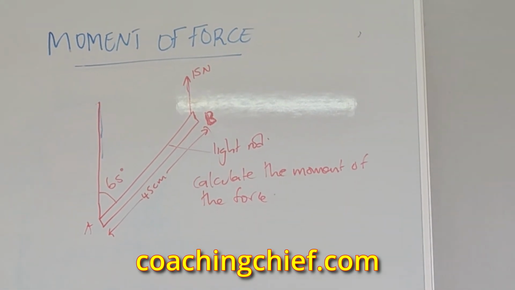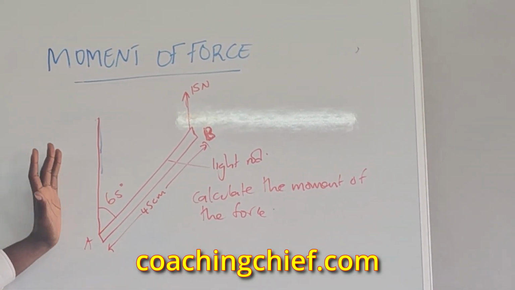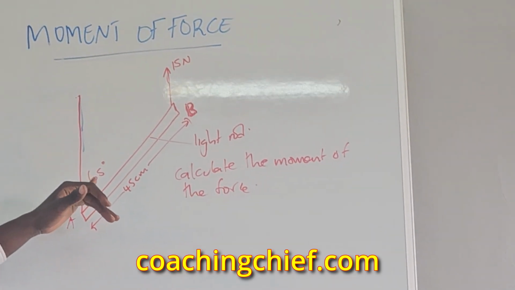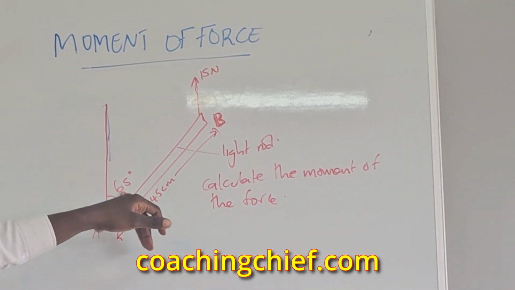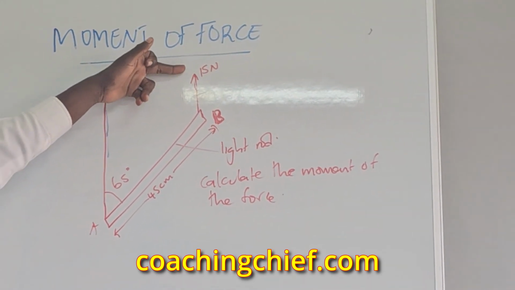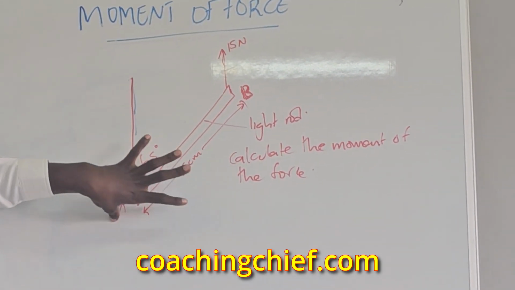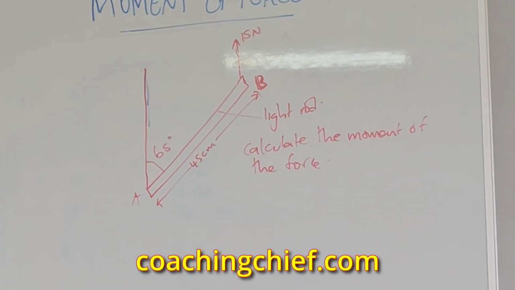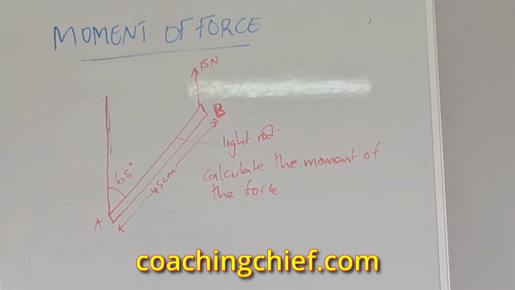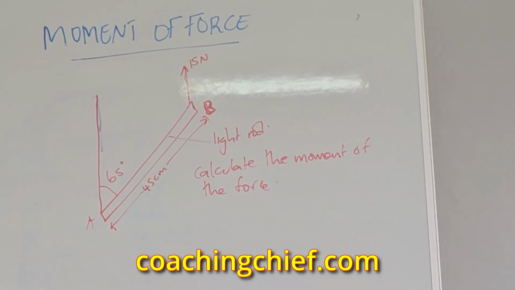At some examples, we are having some light load here, which is at an angle of 65, as you can see, 65 degrees. Then we are having a force of 15 newtons acting at point B on this rod. So we are required to calculate the moment of the force, of which our force is 15 newtons.